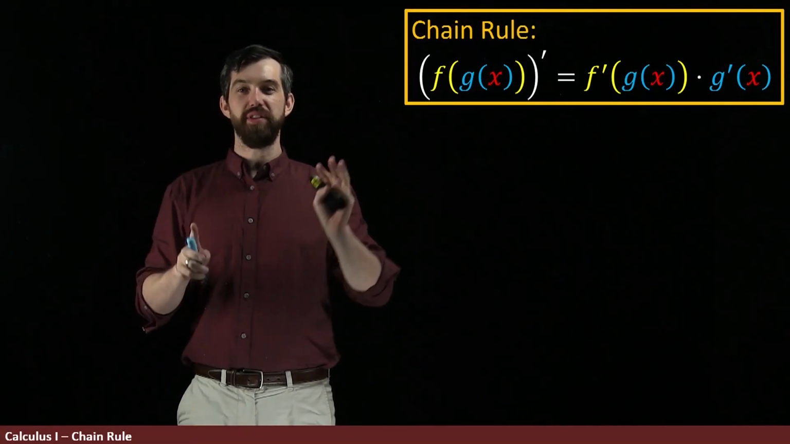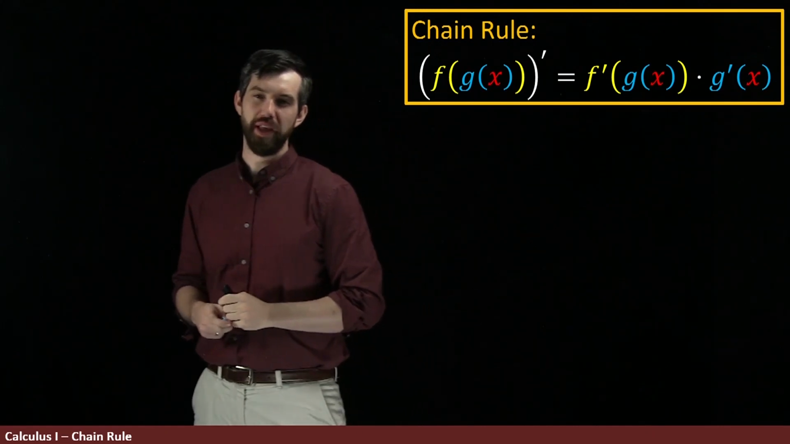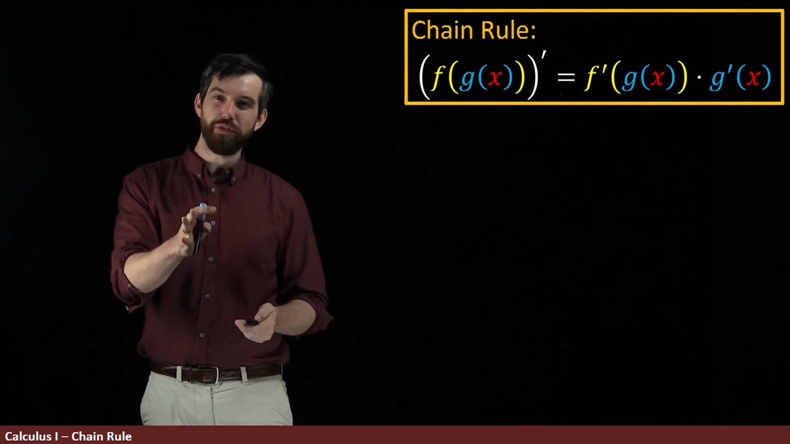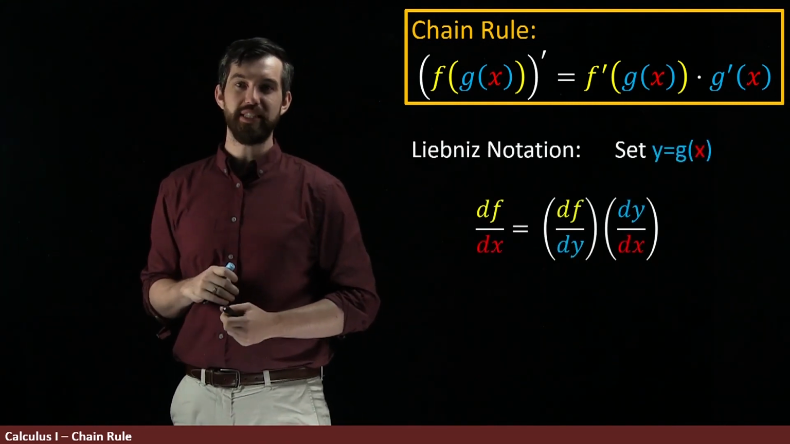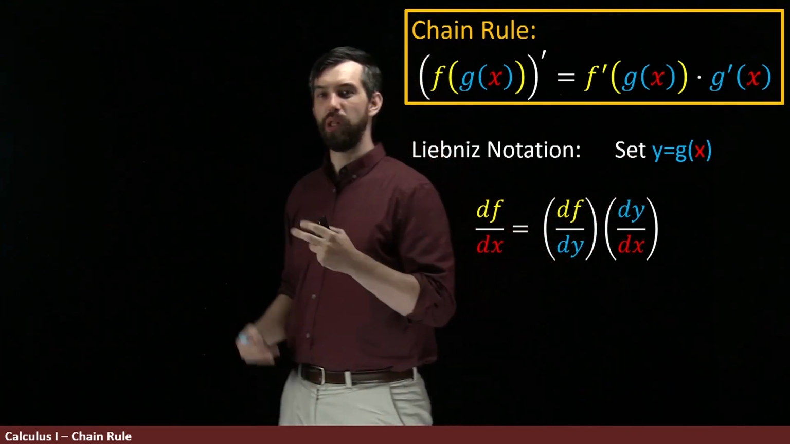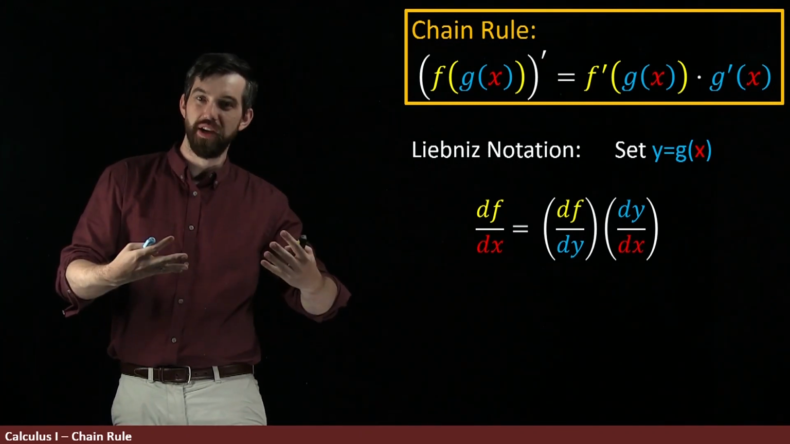Previously, we've seen the chain rule written with Lagrange notation, written with a bunch of different primes. But there's another way to write it using Leibniz notation, and it has several advantages. So first, what I'm going to do in Leibniz notation is specify an intermediate variable y here. Remember, our goal with the chain rule was the derivative of a composition.